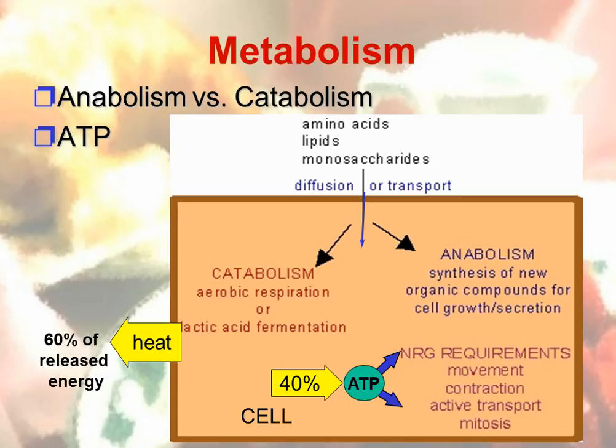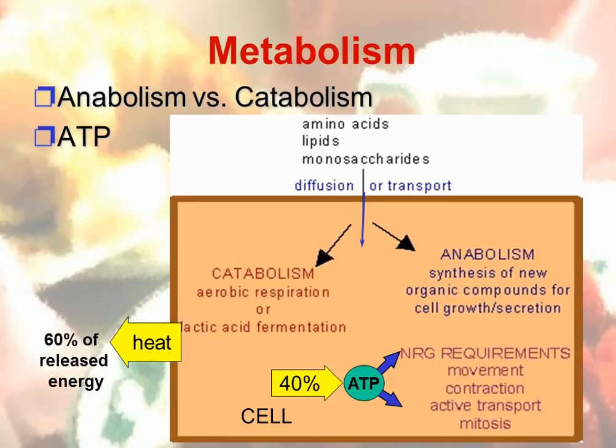This is a cell. I wanted to point out that a cell is going to use the absorbable molecules that we ended up with in the small intestine: the amino acids, the lipids, the monosaccharides. By diffusion they went into the blood, carried by blood to the cells. Now the cells are going to use monosaccharides and fatty acids to build new things like cell membranes so that the cell can divide. So you go towards the anabolic side.